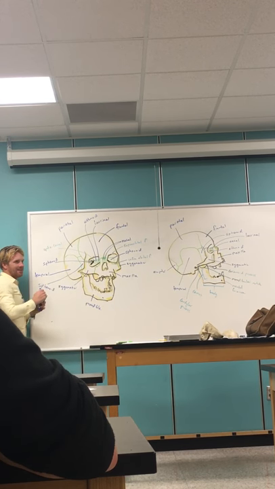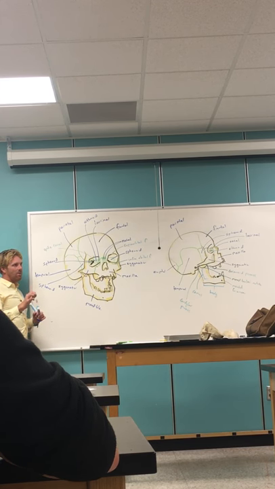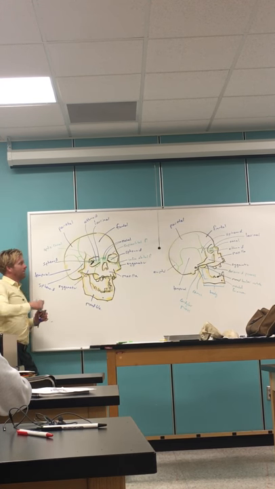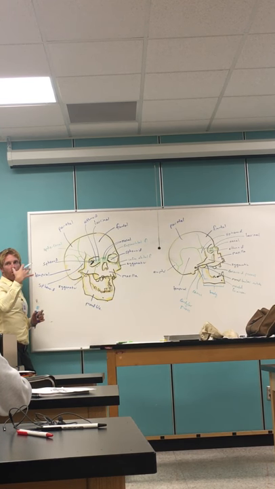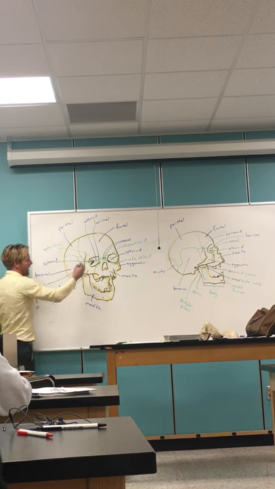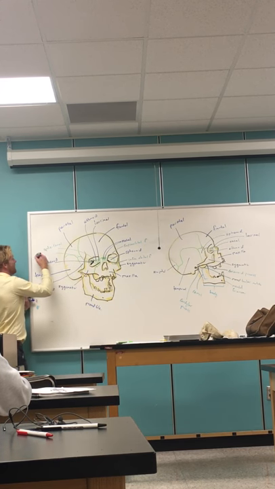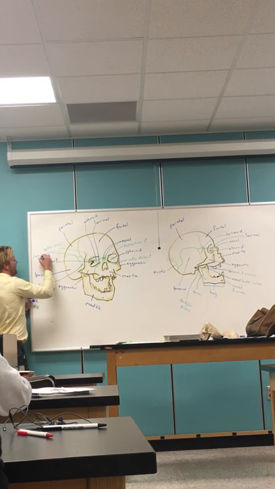They look like slits. So the name of a slit-like hole is called a fissure. A fissure is the name of a slit-like hole. You've got one that's above, and you got one that's below. This is the superior orbital fissure. Superior, it's above. Orbital, it's in the orbit. Fissure, okay? It's a slit-like hole that's on the top of the orbit. So superior orbital fissure, F-I-S-S.